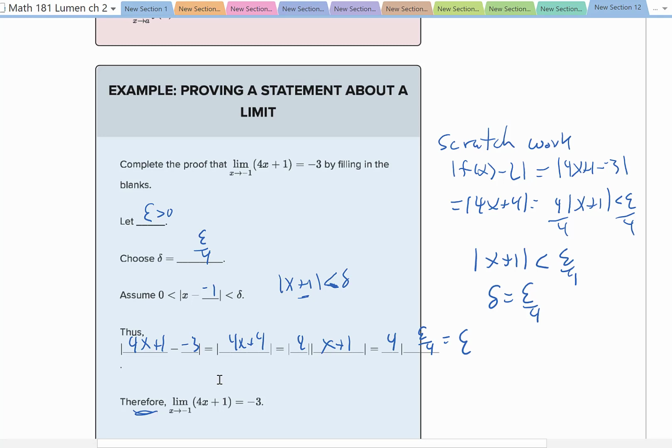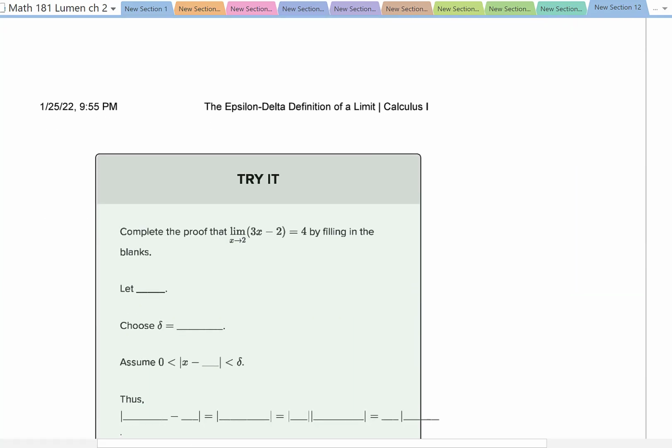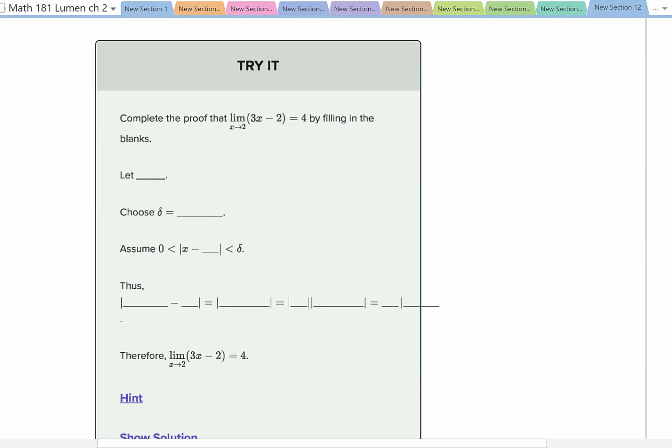Okay, let's go on to the next one. Another one that's like this. So again, we start with this epsilon greater than 0, and we've got to determine what this delta is going to be, but we know it's going to be the absolute value of x minus 2, since 2 is the a that the limit's approaching. So we do our scratch work.